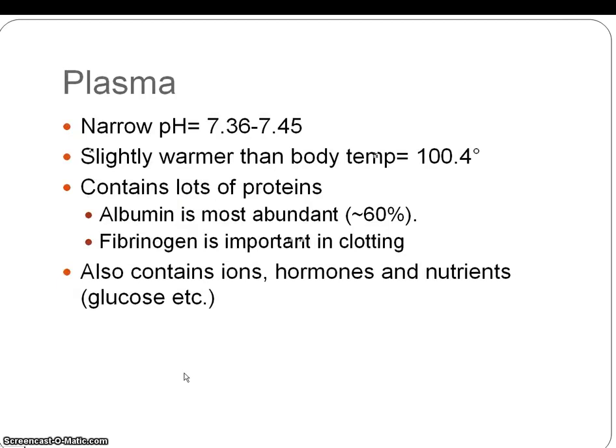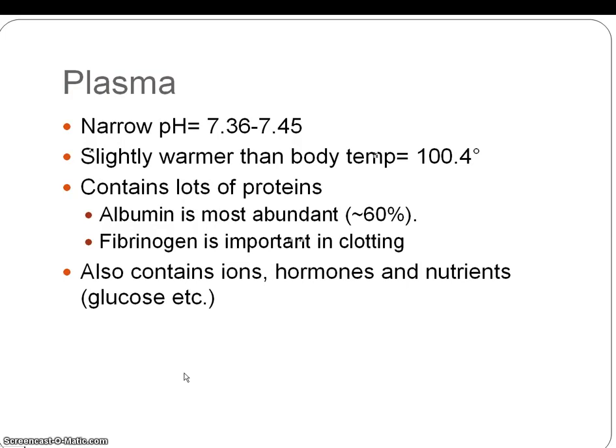So the plasma is contained within a very, very narrow pH range, 7.36 to 7.45. If we get above that, it's called alkalosis. And if we get below that, it's called physiologic acidosis. Physiologic meaning that it's not true acidosis because we're still above 7. But it's acidotic relative to what the body is capable of dealing with. So that's got to be pretty tightly regulated. The plasma is slightly warmer than regular body temperature, so that's one kind of interesting thing.